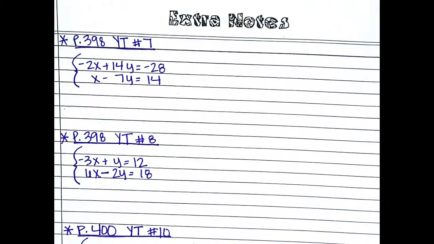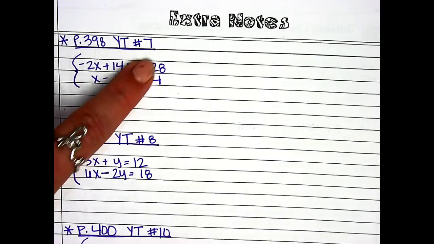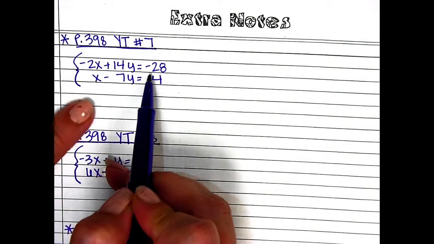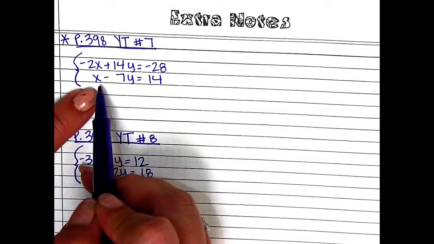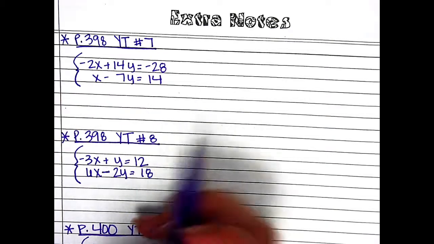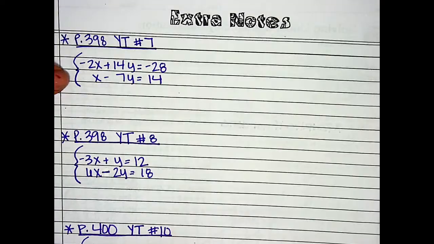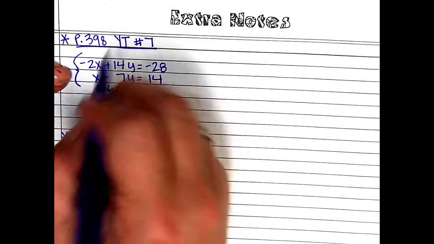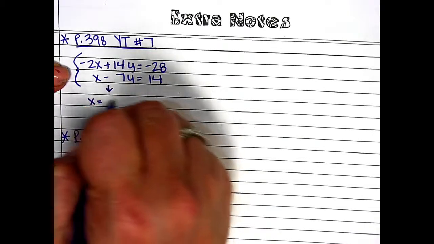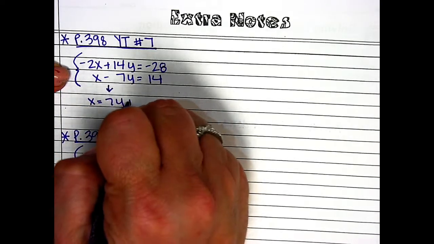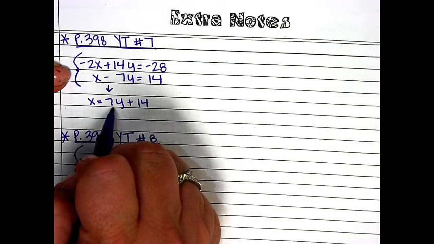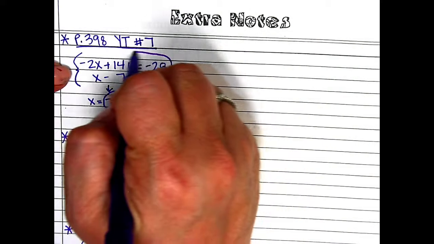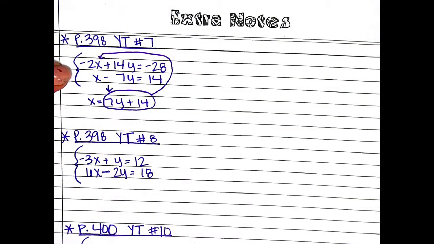Okay, the first problem is on page 398. It's your turn, number 7. My system is negative 2x plus 14y equals negative 28, and x minus 7y equals 14. I'm going to solve the second equation for x because, again, x has a coefficient of 1. So when I do that, that equation becomes x equals 7y plus 14. And again, I'm going to take what x equals and plug it into the first equation for x.